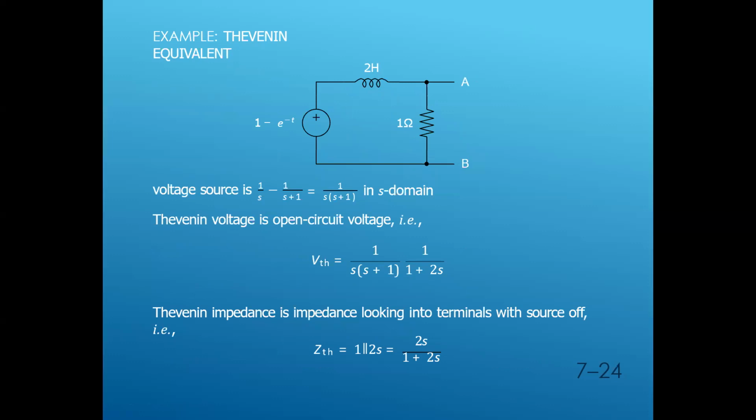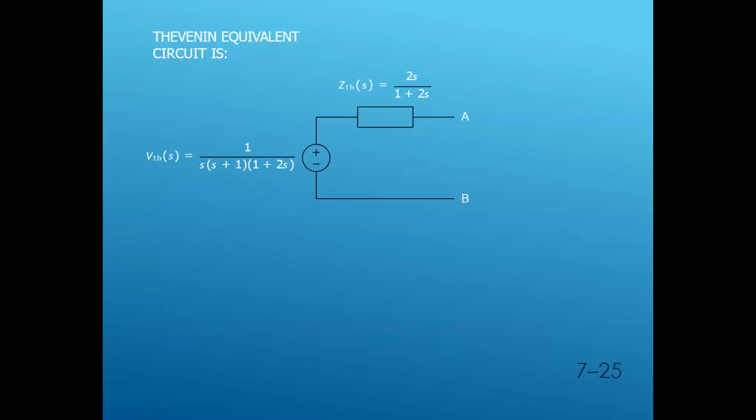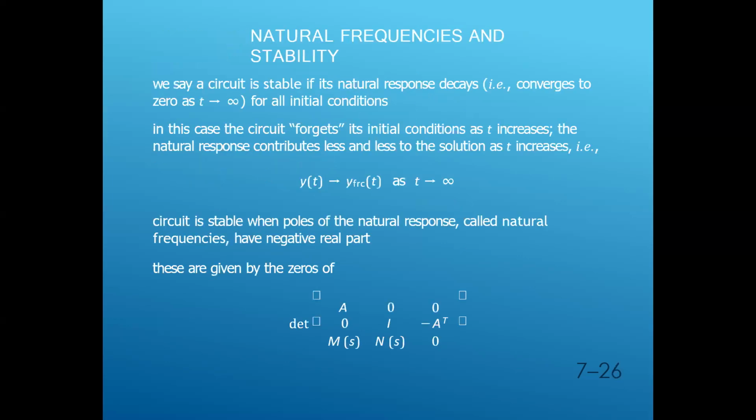So the Thevenin equivalent in the Laplace domain can be determined as follows. The voltage source is 1 by s minus 1 by s plus 1, that is equal to 1 by s(s + 1) in the s domain. The Thevenin voltage, the open circuit voltage V_TH, is 1 by s(s + 1) times 1 by 1 plus 2s. The Thevenin impedance is the impedance looking into the terminals with the sources off: Z is 1 parallel with 1 by 2s, that is equal to 2s by 1 plus 2s. The Thevenin circuit is thus 1 by s(s + 1)(1 + 2s) with Z_TH equal to 2s by 1 plus 2s.